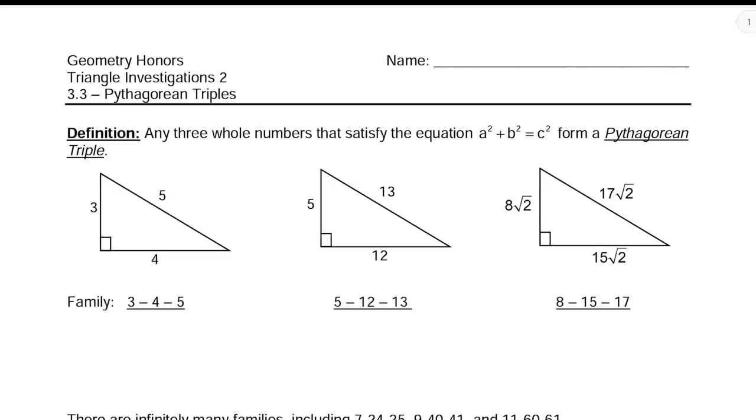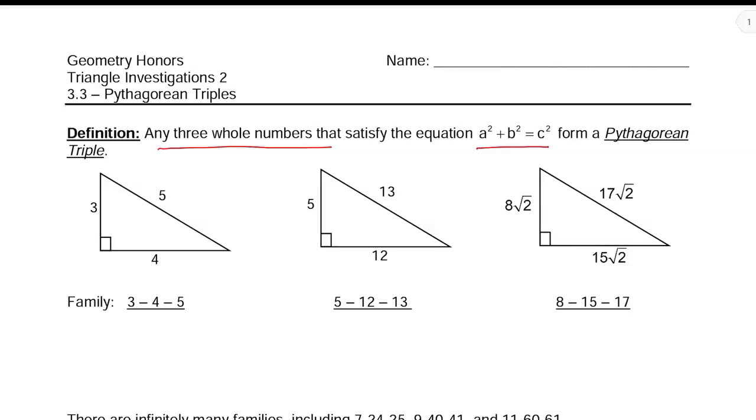Now that we're familiar with the Pythagorean theorem, we're going to look at a set of triples that follow the Pythagorean theorem every time. Pythagorean triples are a set of any three whole numbers that satisfy the Pythagorean theorem equation. The first family of triples would be the 3, 4, 5 family.